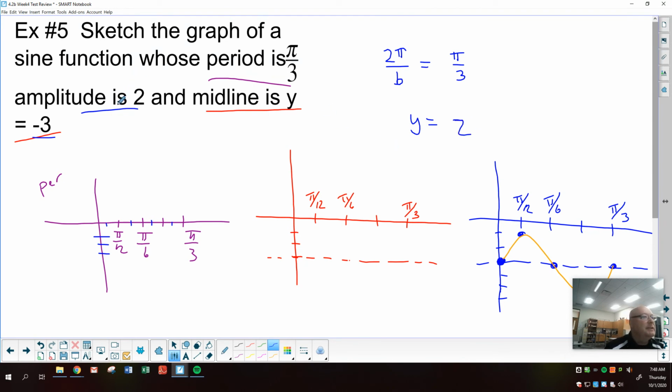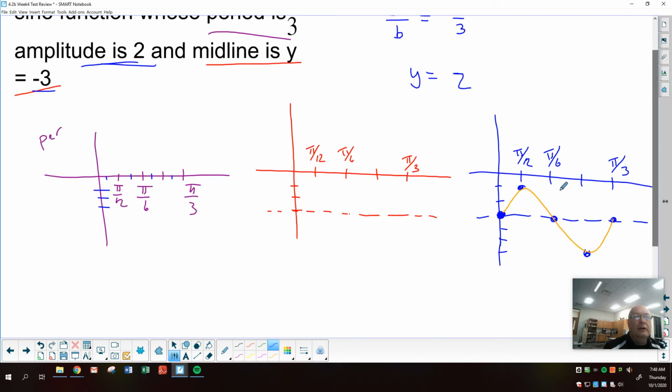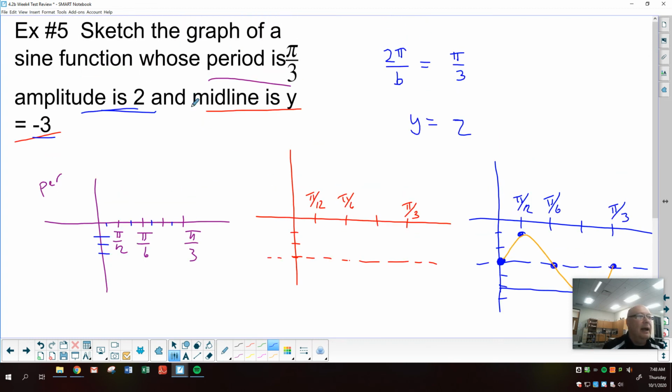Hold on, I think I made a mistake here. My amplitude is 2. So let me go back to over here. I go 2 above this line and 2 below this line. That should be right there. It should be a little bit higher. My bad. I was confusing midline and amplitude.